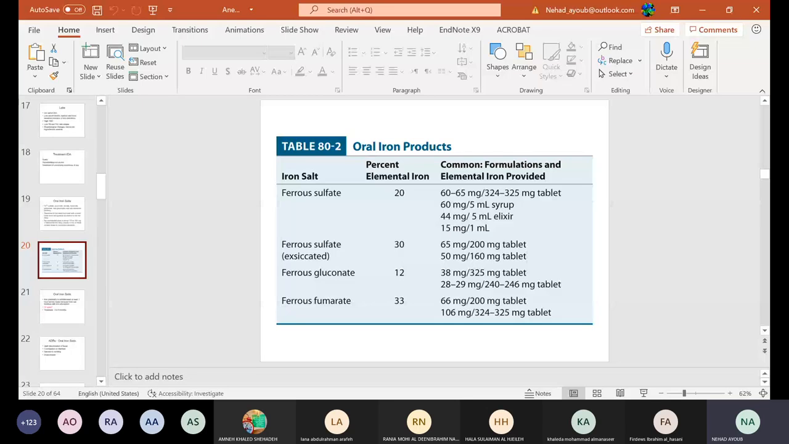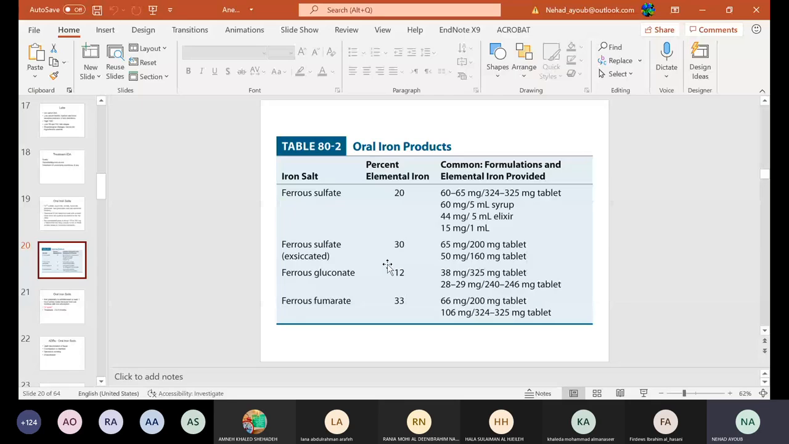We discussed this table, you have to recall it, meaning you need to memorize it, because the calculations of how many tablets I should give depend on the amount of elemental iron, which varies from one salt to the other. The total dose of elemental iron should be divided into 2 or 3 doses.